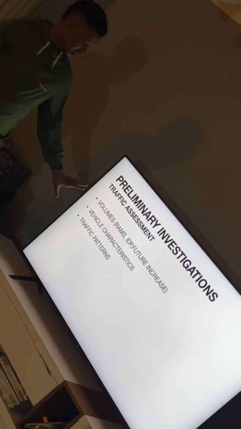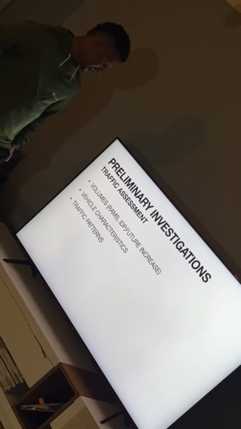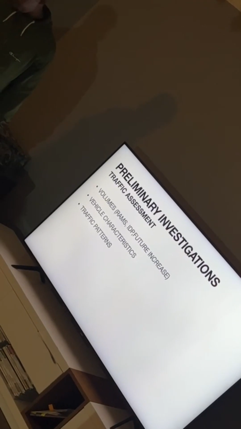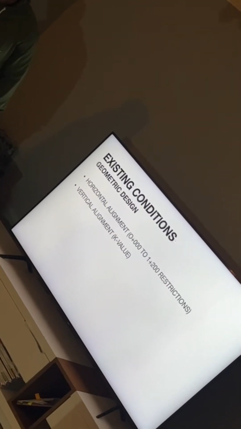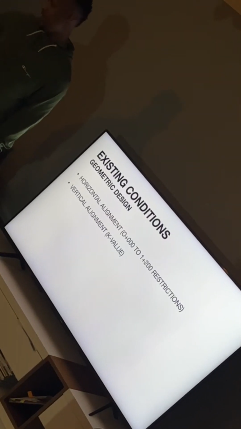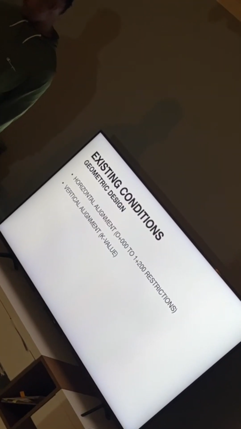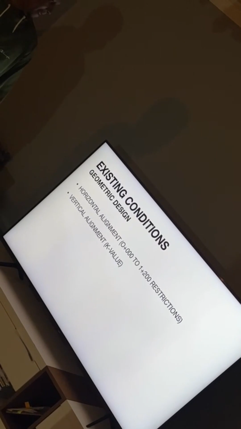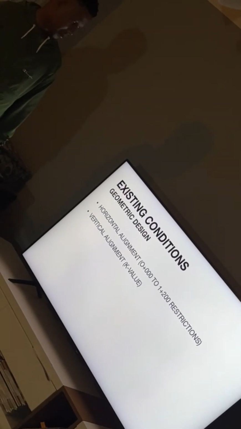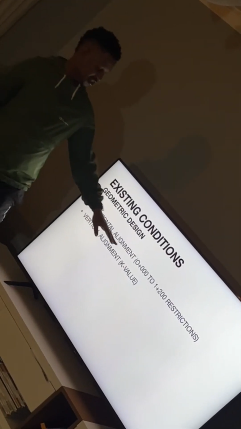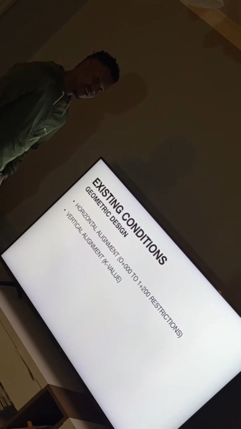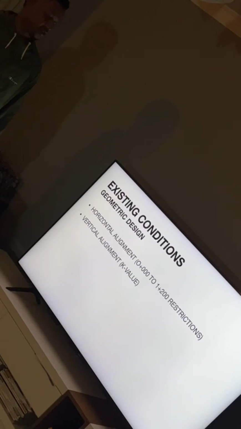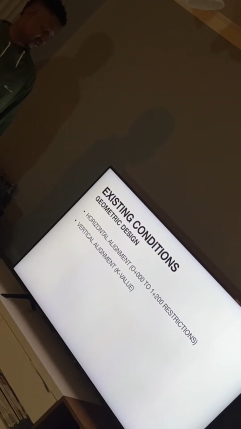So all this is the design consideration, the things that we need to design for in terms of our pavement designs and our geometric designs. Existing conditions, geometric design, horizontal alignment. From chainage 0, which is the intersection, to chainage 1+200, there are restrictions in terms of the road reserve. This is a built-up area.